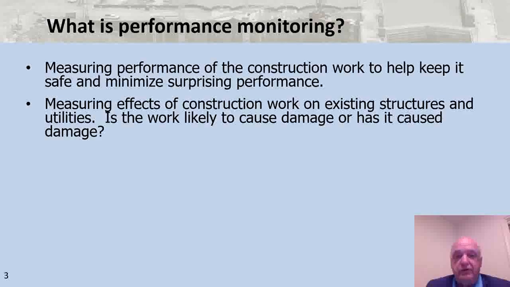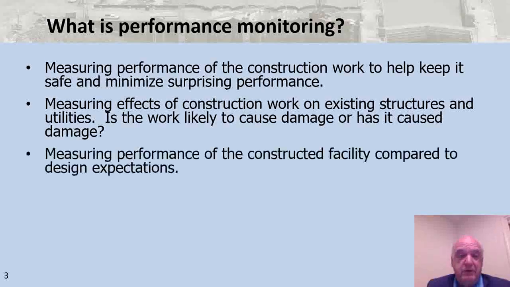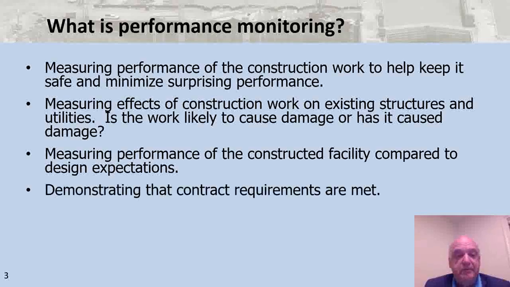We measure the effects of the construction work on existing structures and utilities in order to help minimize the chance of damage to those. If we damage, we usually have to pay or get into a dispute, and that can be quite expensive. We measure performance of our design to compare to design expectations. How good were the designer's assumptions? How are the site conditions actually behaving? And we measure performance to demonstrate that the contract requirements are being met.